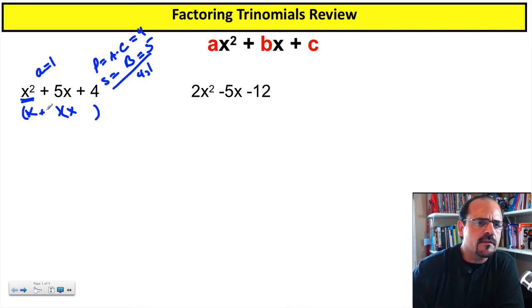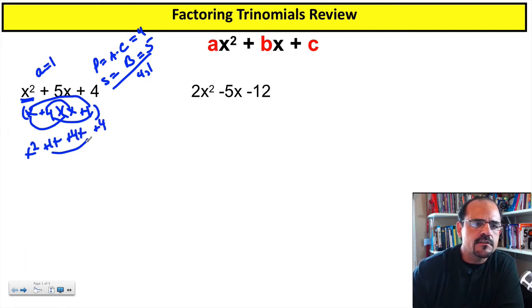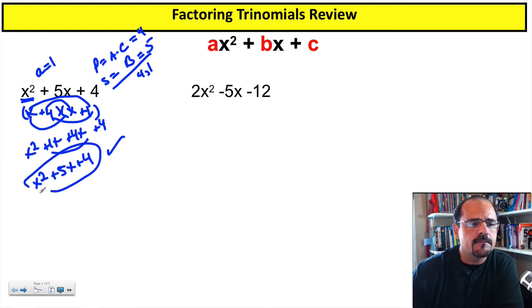So you would have x plus 4 and x plus 1. And that would work. And remember, when you go to check these, which you always can, x times x is x squared, 1x, 4x, and then 4 times 1 is 4. Here's your middle term, the product of the two outside and the two insides. And that's really super important to remember. So you're going to have x squared plus 5x plus 4, and it checks. You're done. You can always multiply them and check your answers.